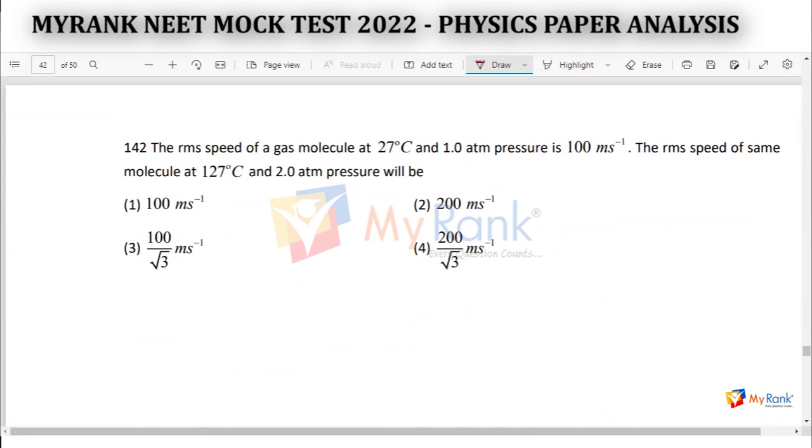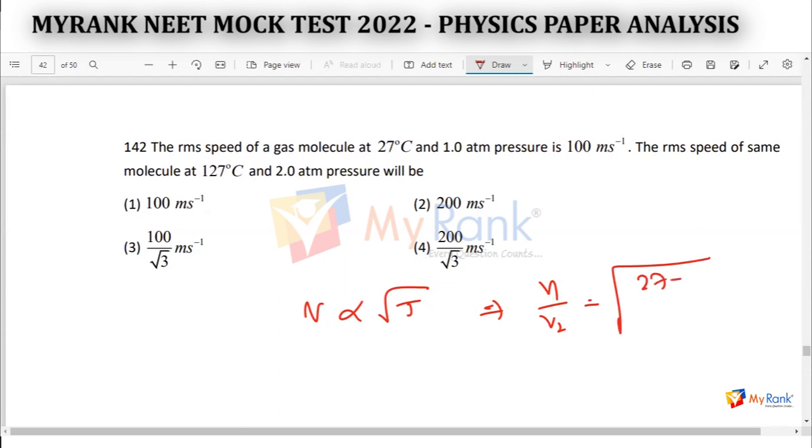The RMS speed of a gas molecule at 27 degrees centigrade and at 1 temperature is 100 meters per second. RMS speed of the same molecules at 127 degrees centigrade and at 2 temperature will be? Students, V is directly proportional to root T, the V RMS, right? So therefore, this implies V1 by V2 is nothing but root over 27 plus 273, because temperature must be taken on the Kelvin scale, so 127 plus 273. So this gives you 300 by 400 under root.